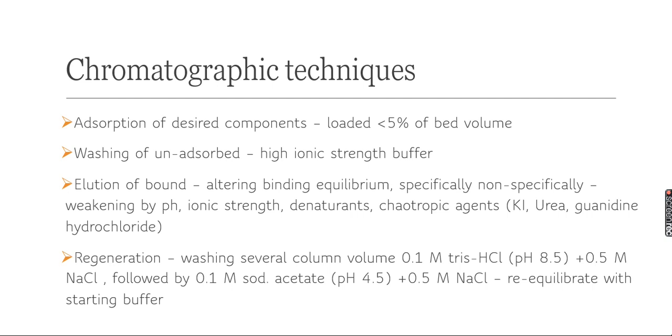And then we need to regenerate the column. Column regeneration can be done by washing with several bed volumes of Tris hydrochloride, pH 8.5, along with a salt concentration of 0.5 molar, and then it is washed again with 0.1 molar sodium acetate, pH 4.5, along with NaCl, and re-equilibrated with our starting buffer. So one is alkaline condition, another is acidic condition. We are washing the column for regeneration purposes.